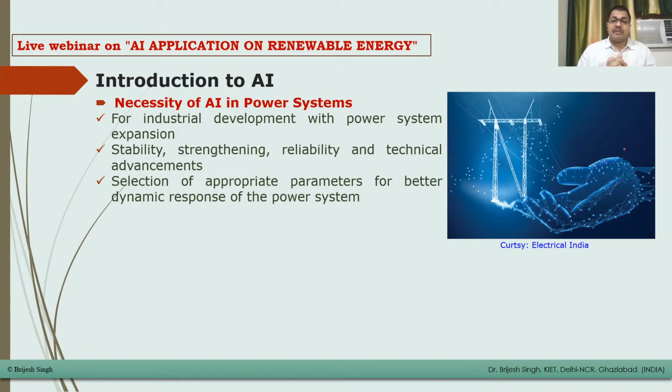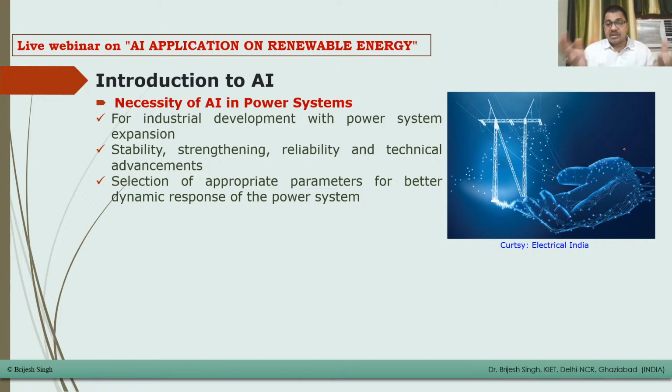Now the next is the selection of the appropriate parameters for a better dynamic response of the power system. Obviously, day by day the consumers' requirements, lifestyle, and behavior, and most importantly the appliances used by the consumer, are changed and upgraded. So their dynamic response changes. It is required to first understand the dynamic behavior of the entire demand, and then control and operate the entire power system accordingly.